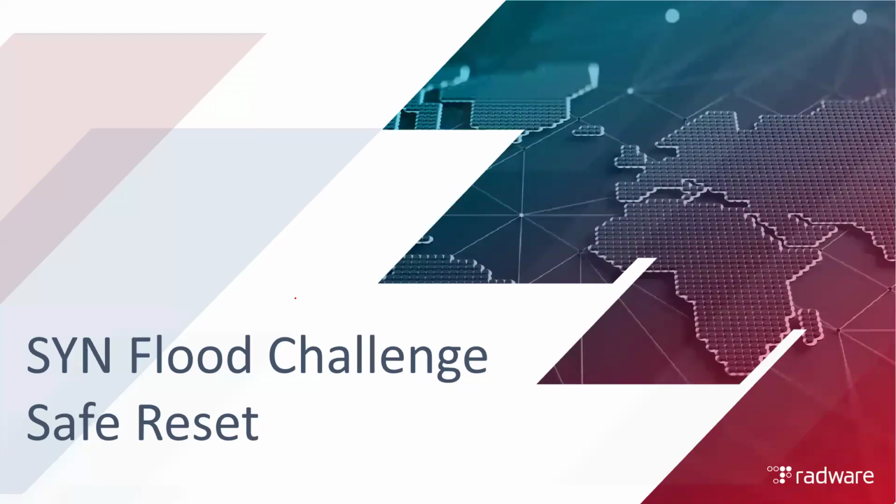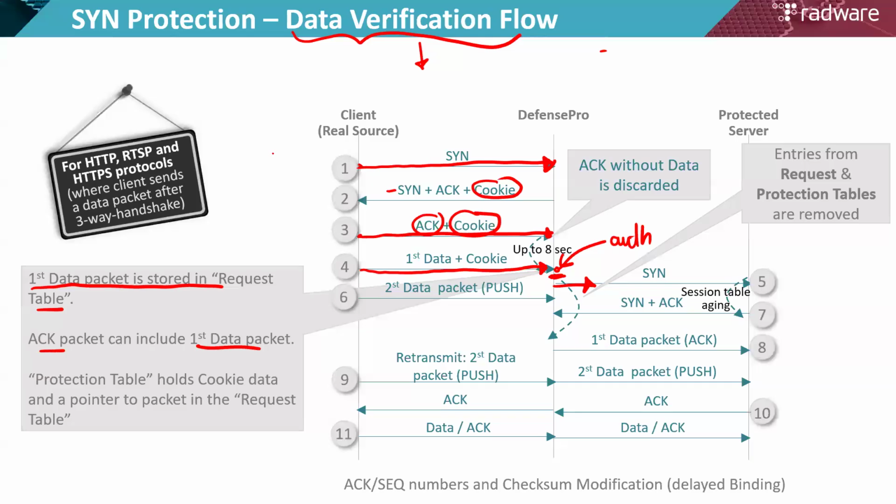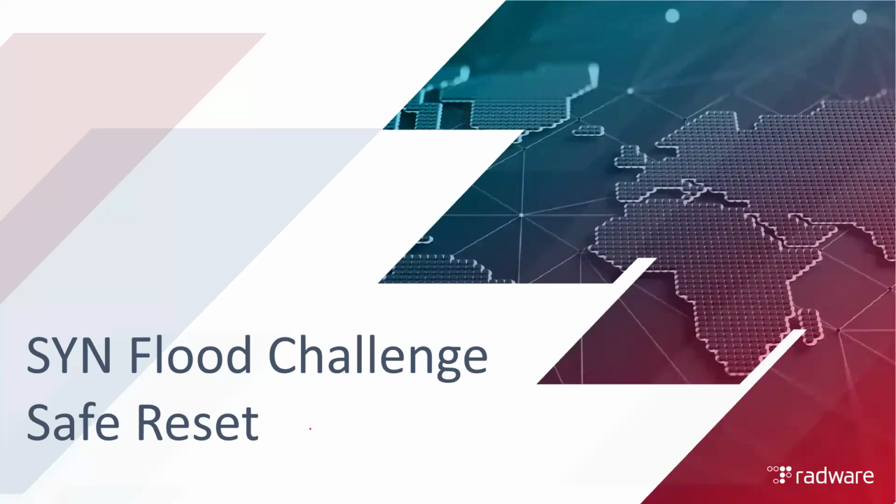The next challenge is safe reset. The previous challenges were based on the transparent proxy mechanism. One limitation of transparent proxy is that it can only work in symmetric environments, but safe reset works in both symmetric and asymmetric environments, and hence it is the default challenging mechanism on layer 3 for the SYN flood protection.